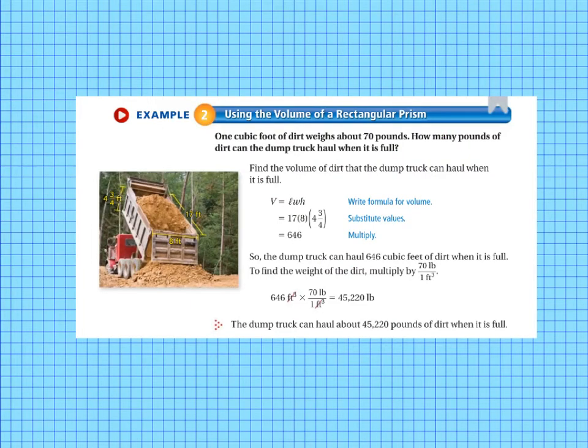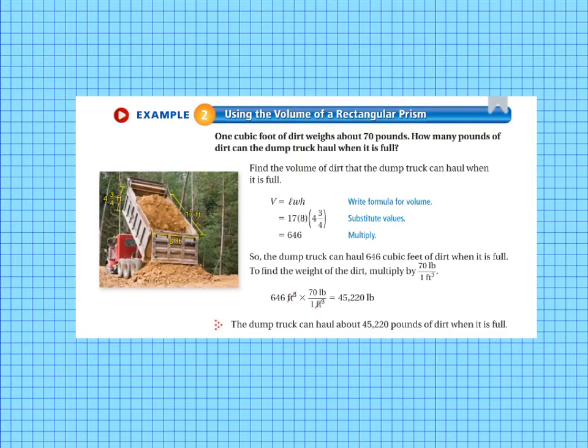Let's look at example 2. We're using the volume of a rectangular prism. So this is a real life example. 1 cubic foot of dirt weighs about 70 pounds. How many pounds of dirt can the dump truck haul when it is full? So we first have to find the volume of dirt that the dump truck can haul when it is full.